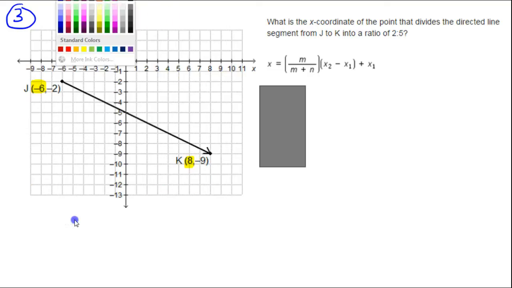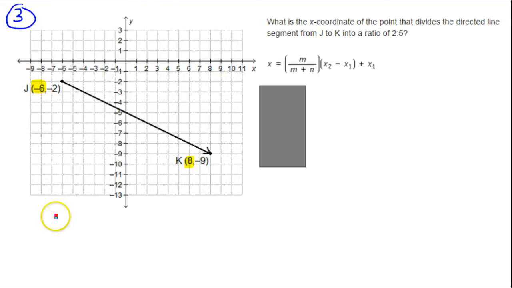So here I'm going to make a number line just for the x's. Here's my number line for the x's. It needs to go from -6 to 8. So here I go. I'm going from -6 to 8.